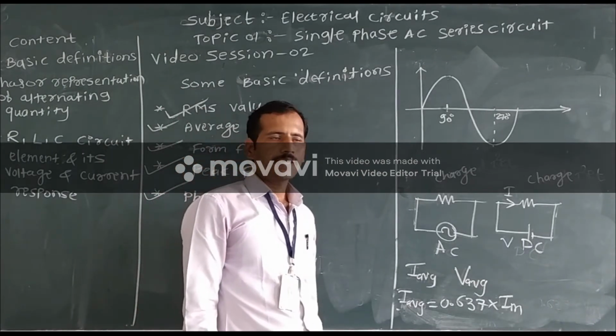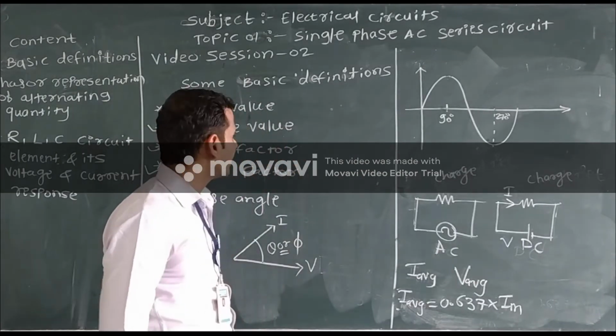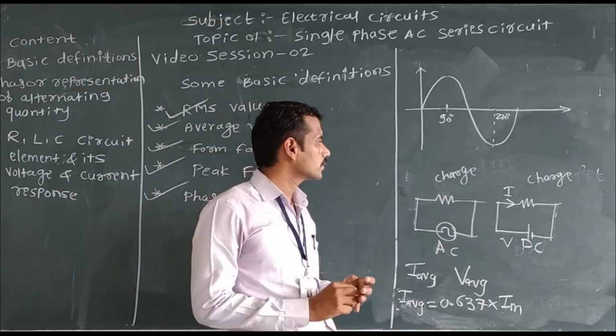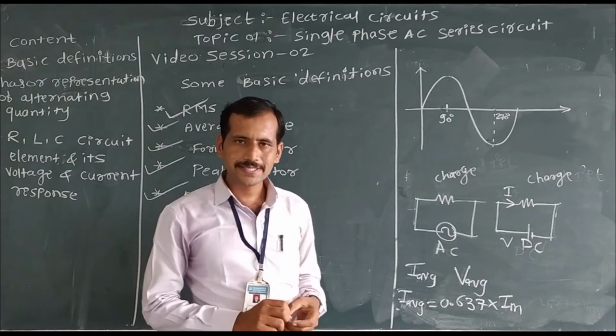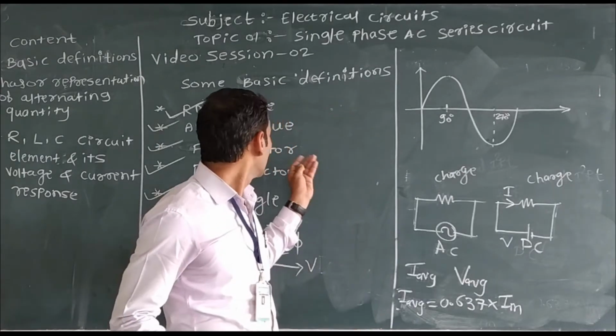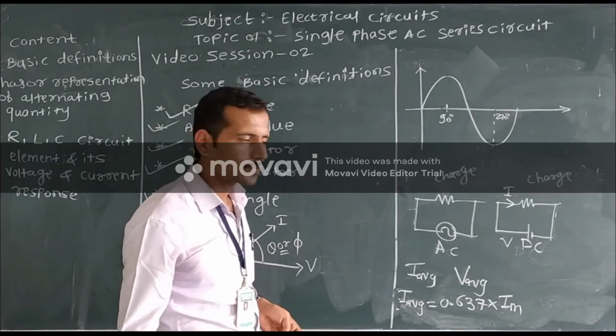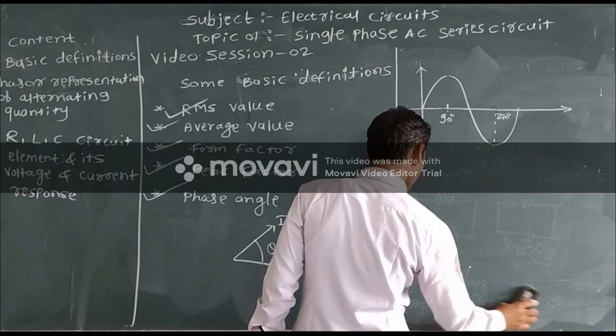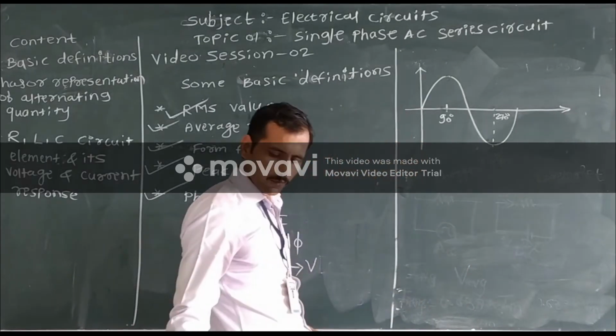What is the importance of this average value? All DC quantities or DC meters generally read the average value. Next definition is form factor.